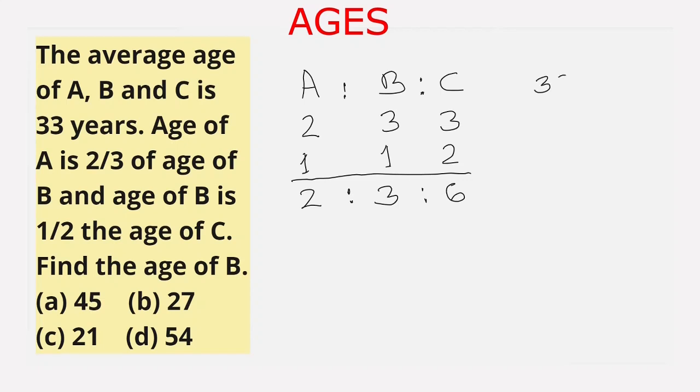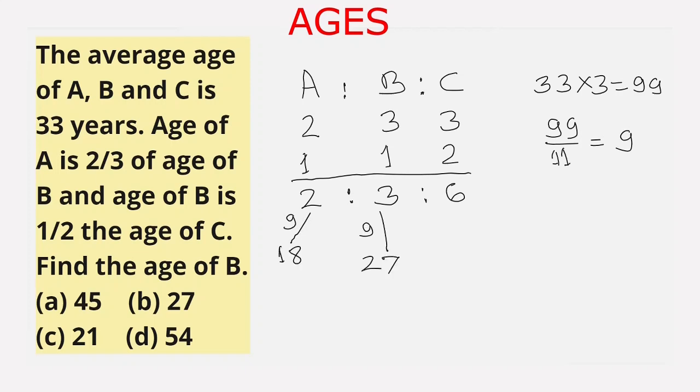The average age of A, B and C given to us is 33. So the total age is 33 multiplied by 3 equals 99. And the sum of 2 plus 3 plus 6 is 11. So 99 divided by 11 equals 9. Thus one part is equal to 9. Therefore 2 parts, which is the age of A, is 9 times 2 is 18. Age of B is 9 times 3 is 27. And age of C is 9 times 6 is 54.